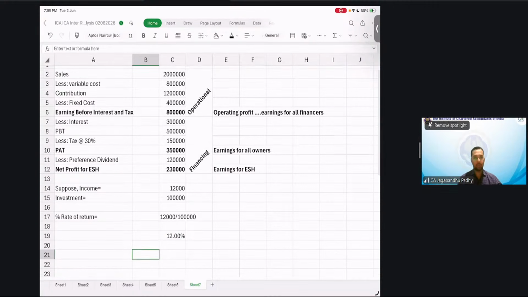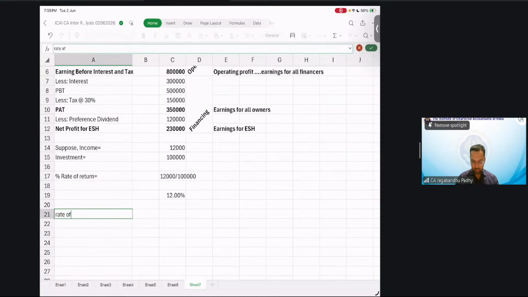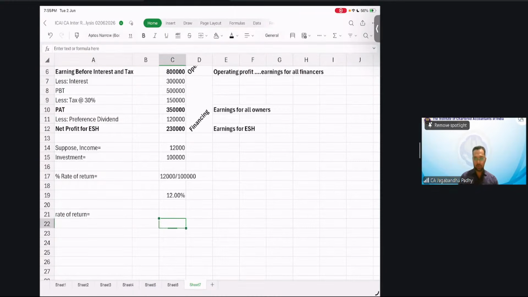So if I ask you, what will be the formula for rate of return? How do you calculate the rate of return? Can I say it's going to be income upon investment? So rate of return is income upon investment, right, guys? Of course, you can multiply by 100 to arrive at the percentage number. Correct, guys?